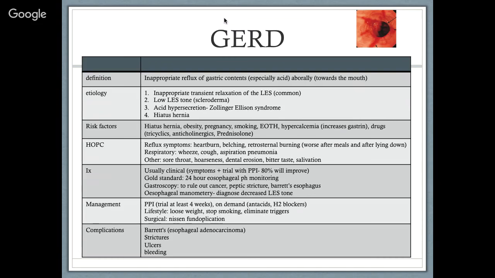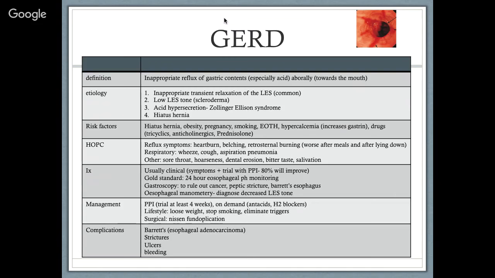Investigations, it's usually clinical. What we do normally is we give patients a proton pump inhibitor and most will get better. On a multiple choice question, the gold standard is 24-hour esophageal pH monitoring, but I don't think patients will like it too much if you stick a tube down their nose every time you think they got reflux. So that's not really done. Other things to consider, gastroscopy and esophageal manometry. We usually manage with a PPI and on-demand things, antacids, so things like Mylanta or Quickies.